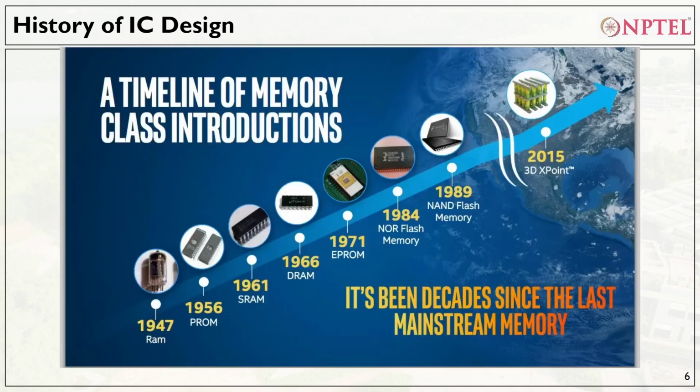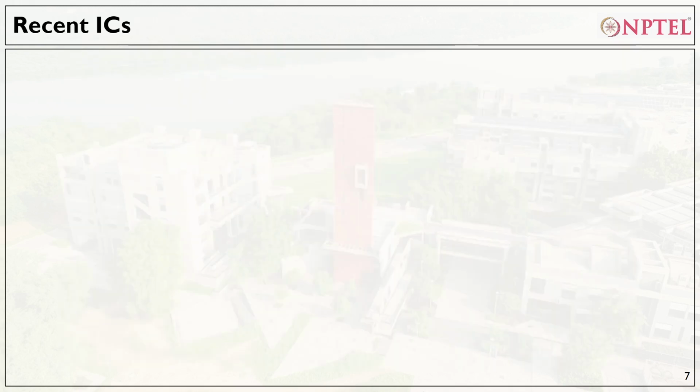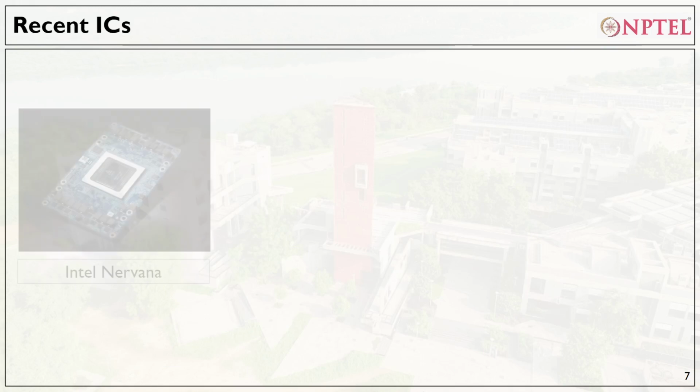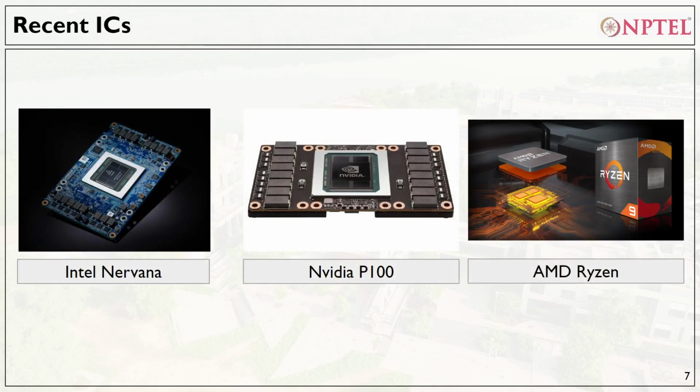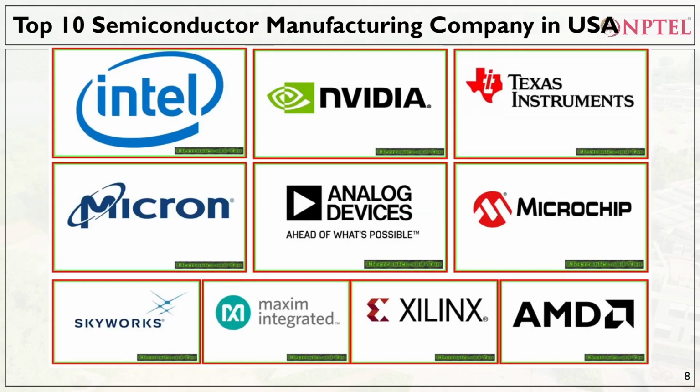This was a brief history of IC design, where we started with RAM, PROM, SRAM, then went to DRAM, and we are now with very advanced memories like flash memory. Currently, we are talking about memories like RRAMs, MRAMs, and other memory technologies. If we see some of the recent ICs, there are the Intel Nervana, NVIDIA P100, and AMD Ryzens.